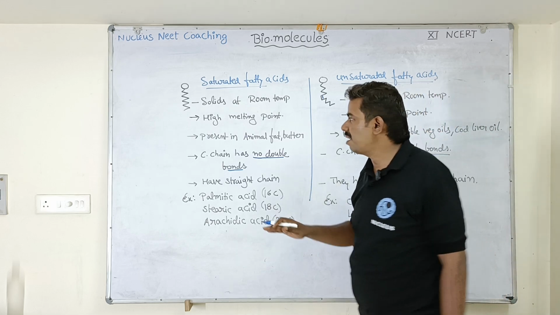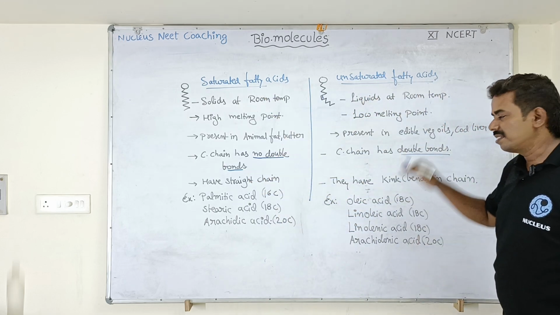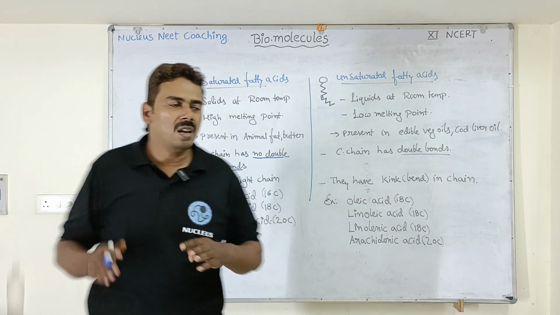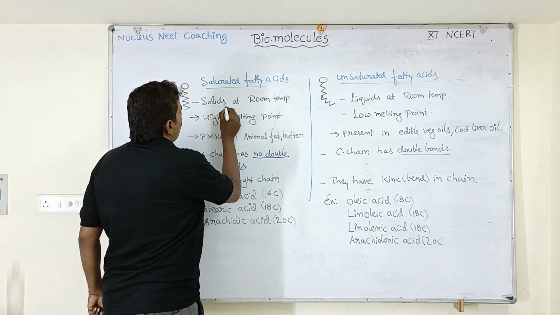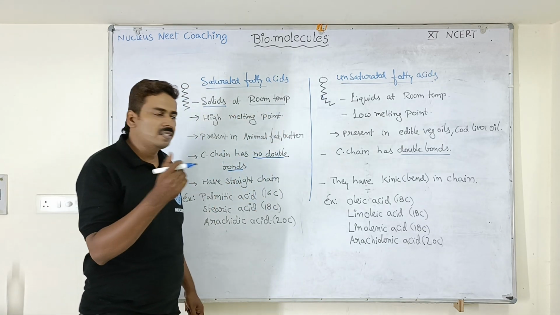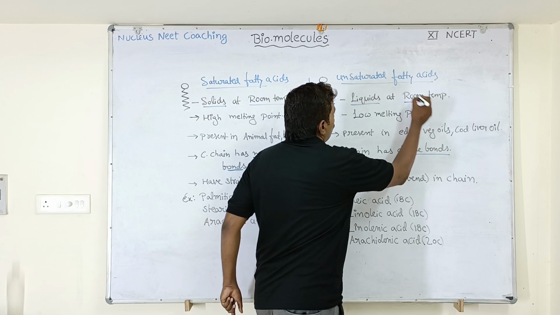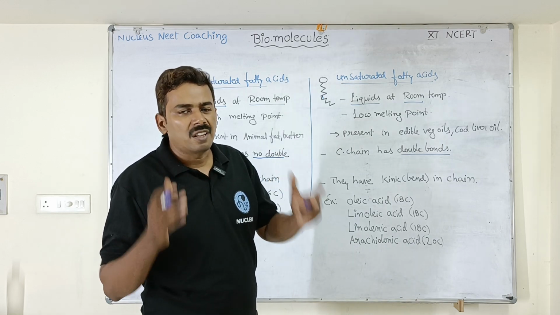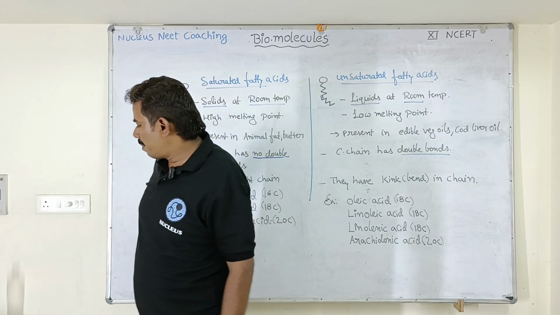Remember the difference, the main difference here is the double bond. Saturated fatty acids have no double bonds, whereas unsaturated fatty acids have double bonds in their hydrocarbon chain. Now let us see some of the physical properties of these two types of fatty acids. Saturated fatty acids are solids at room temperature. They will remain in a solid state. But unsaturated fatty acids are liquids at room temperature. They remain liquid at room temperature, just like our vegetable oils. Take sunflower oil, olive oil, or mustard oil. These oils remain in a liquid state.